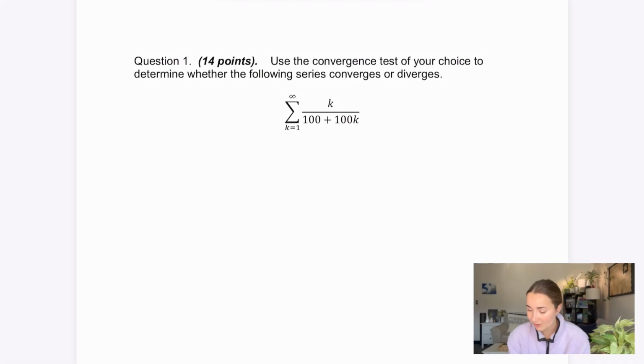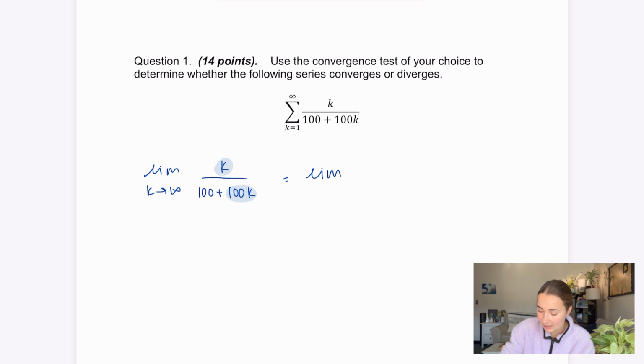So question 1, we want to use a convergence test of your choice to determine whether the series converges or diverges. Now notice here we have a rational function. Something you can always try is you can always start with the divergence test. So that's where we take the limit as k approaches infinity of our terms. So not the absolute value. We get k over 100 plus 100k. So when we're working with a limit at infinity, we can just take the highest powers of both the numerator and the denominator, right? Because they're basically going to behave the same when we're working with really large k values.